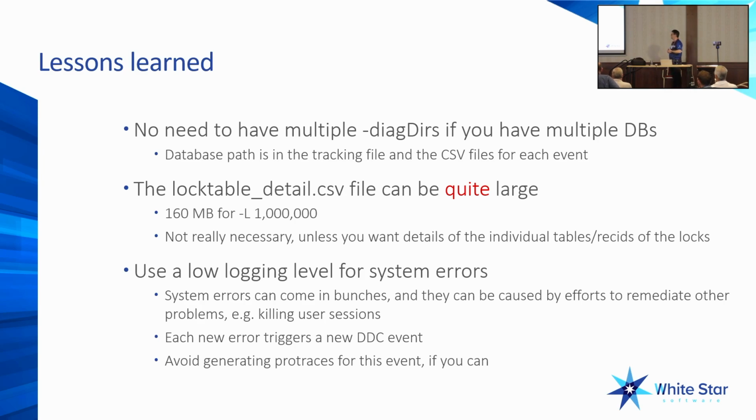The lock table detail file is rather large if you have a big L. In our case, we had a big L of 1,000,000, and that resulted in a 160 megabyte CSV file for every one of those 115 events that we had in the span of 5 minutes. So in your case, if you have a default big L or something close to that, don't even worry about it. It's going to be measured in kilobytes.